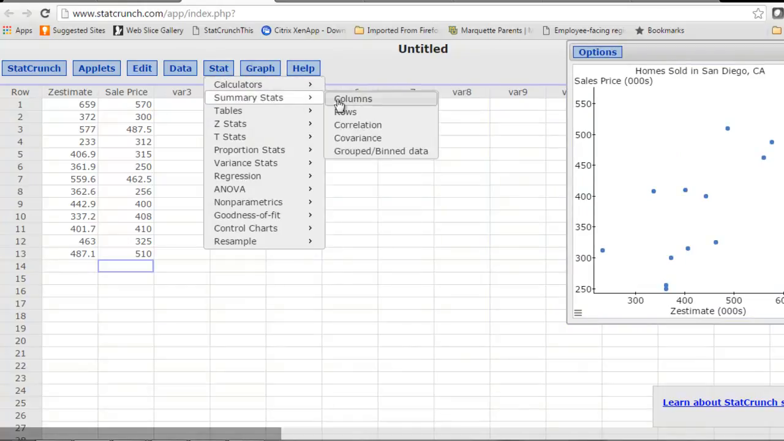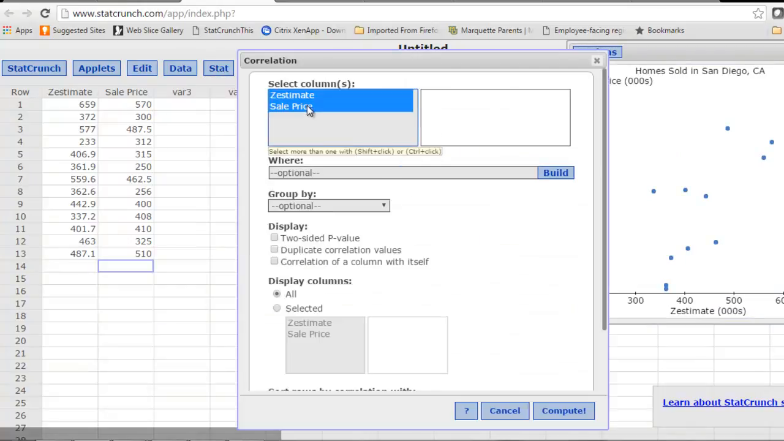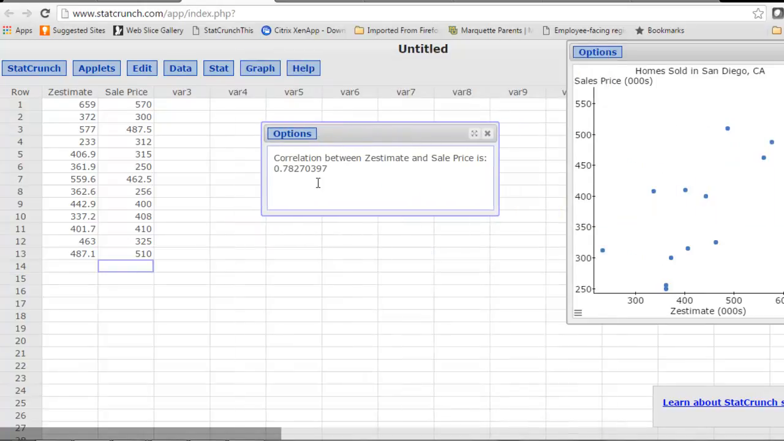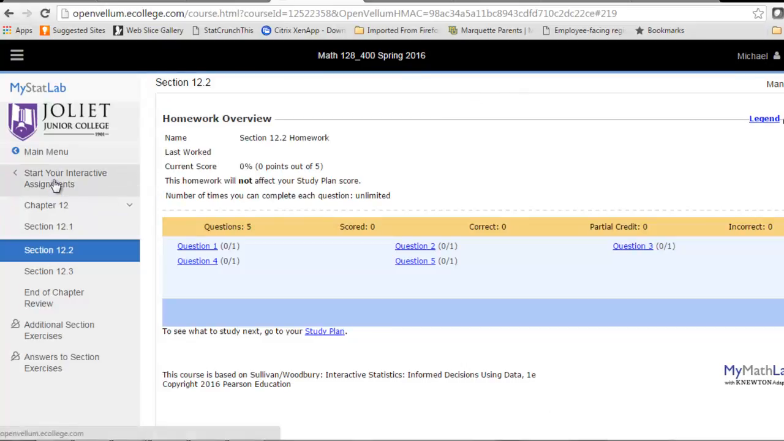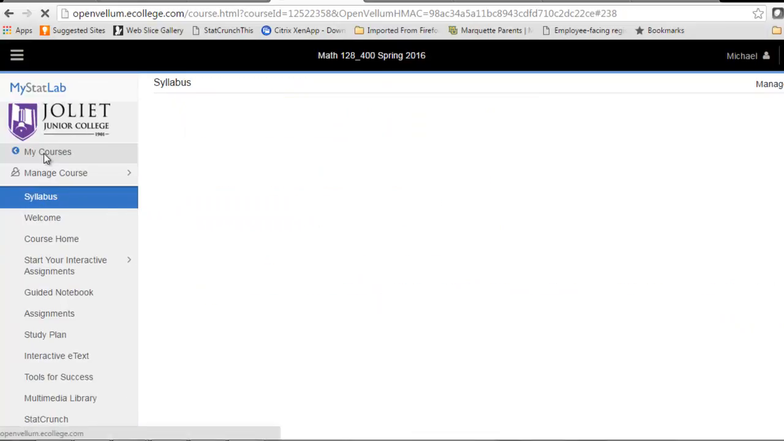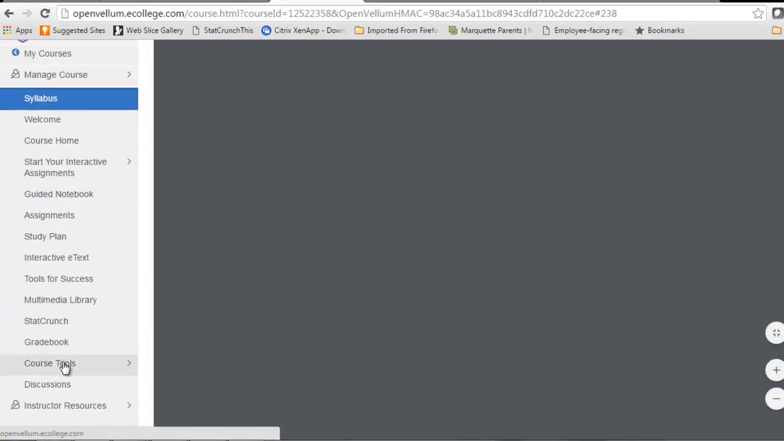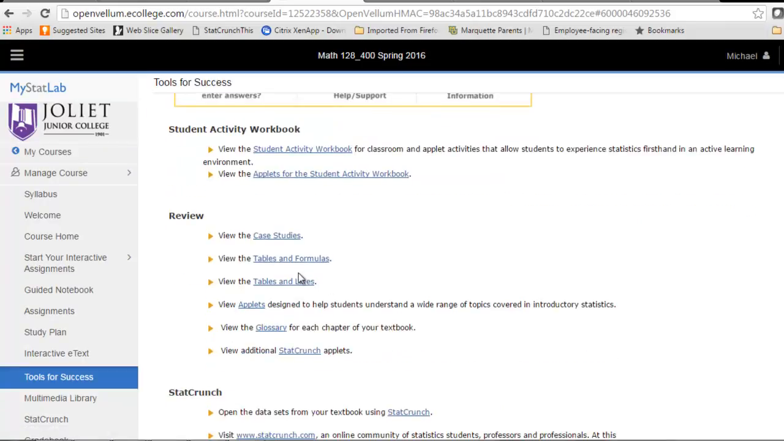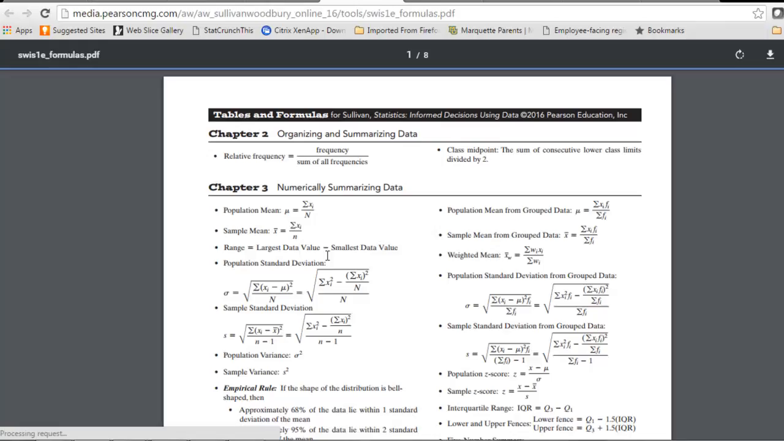Calculate summary stats, correlation. We can find the correlation between these two variables. Compute, and we see that the correlation is 0.783. See that? 0.783. Remember, what we can do is compare that result to that critical value in table 2.